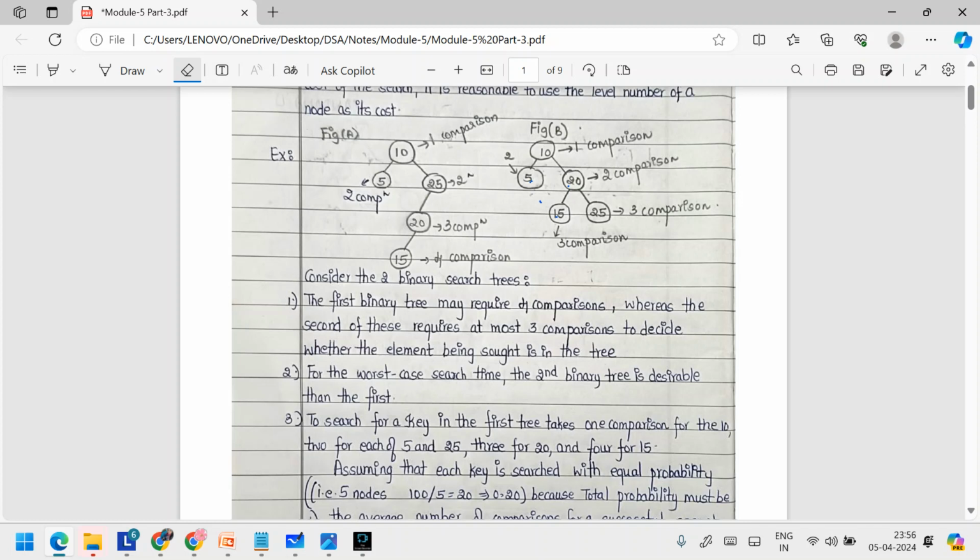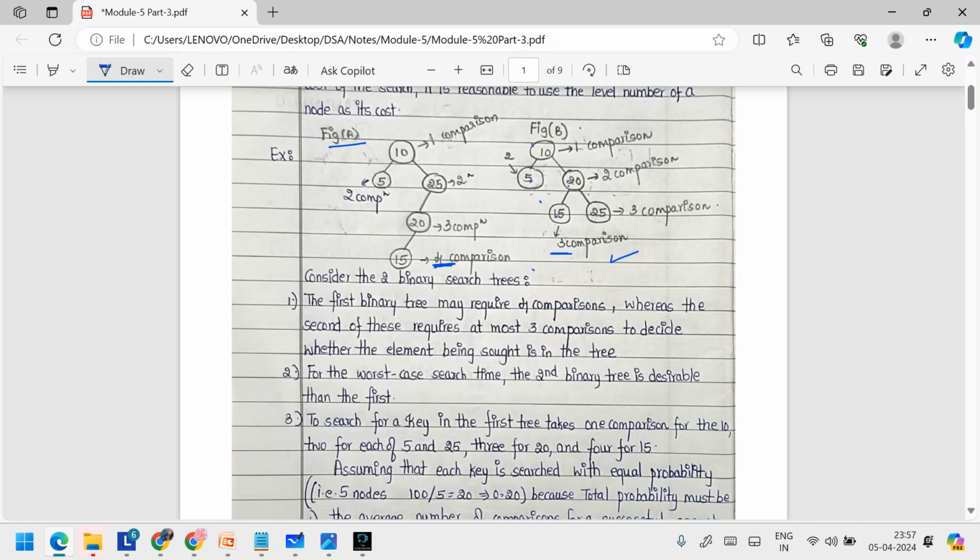See here, in tree A, the highest number of comparisons is 4, whereas in figure B, that is tree B, the highest number of comparisons is 3. So which one is much better? Because the number of comparisons in tree A is more than in tree B, we can say that the tree with fewer comparisons can be considered the most ideal binary search tree.